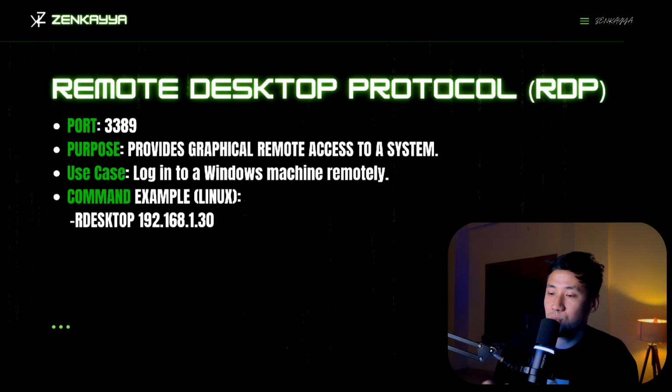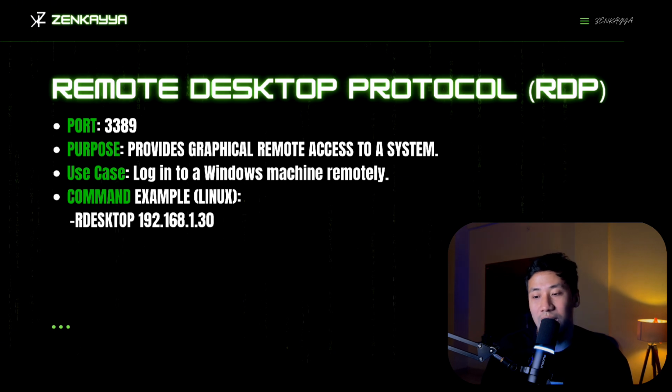Next one, Remote Desktop Protocol, provides graphical remote access to a system. Again, if you want to take control of some other device, you can use this RDP protocol. It is on port number 3389. The protocol provides graphical access. SSH does not provide graphical, it is a command line. This provides graphical. Log into a Windows machine remotely. Example, rdesktop 192.168. There are a lot of websites or software that give you remote access, but using this directly you can access other devices.